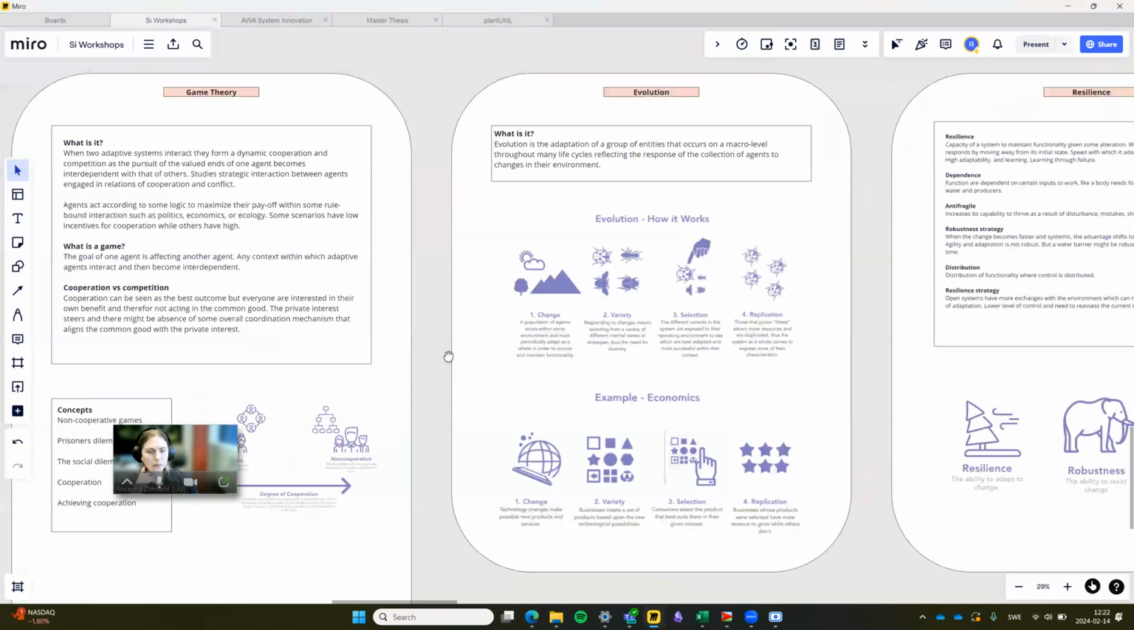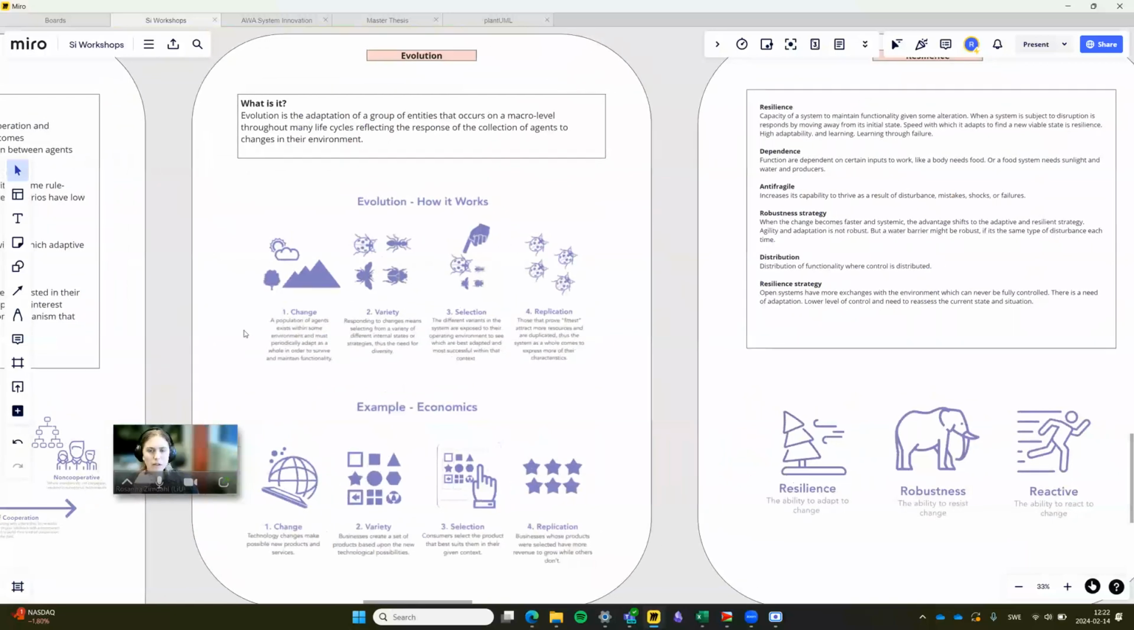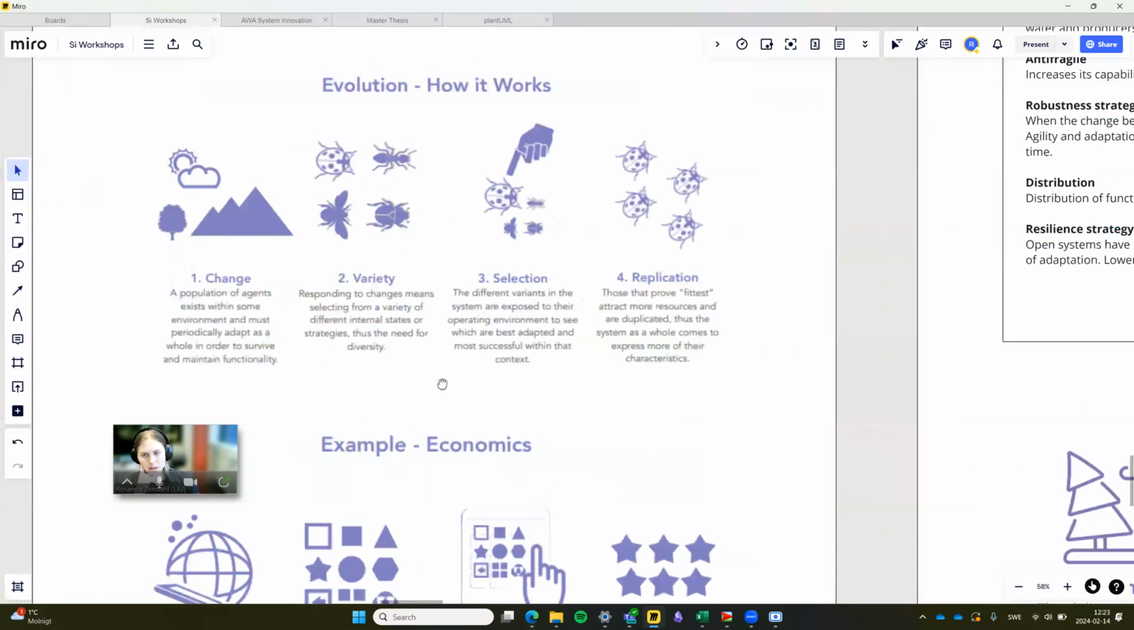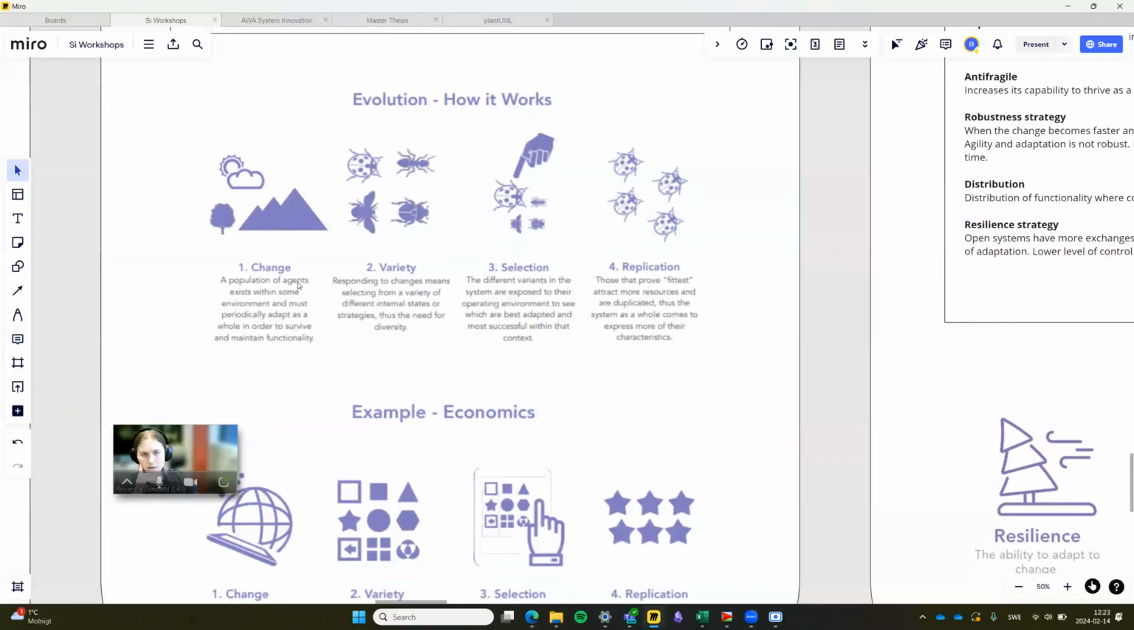And then we have evolution, which is also an important part of complex adaptive systems. So it's the adaptation of a group of entities that occurs on a macro level throughout many life cycles, reflecting the response of the collective of agents to changes in the environment. And how it works is that something is changing. There is some kind of variety, and then there's selection between those that are most adapted and most successful, and those are the fittest ones to continue going on. So this is evolution in biology.